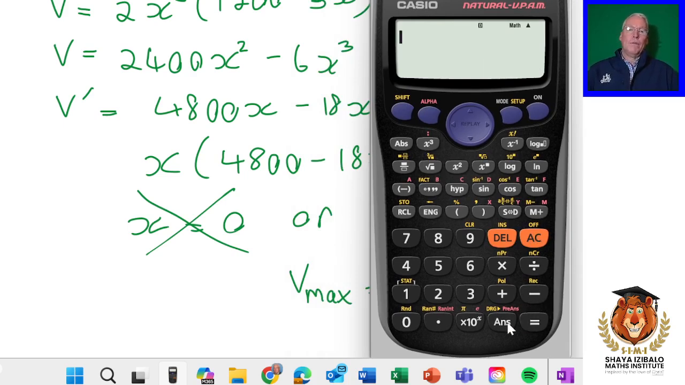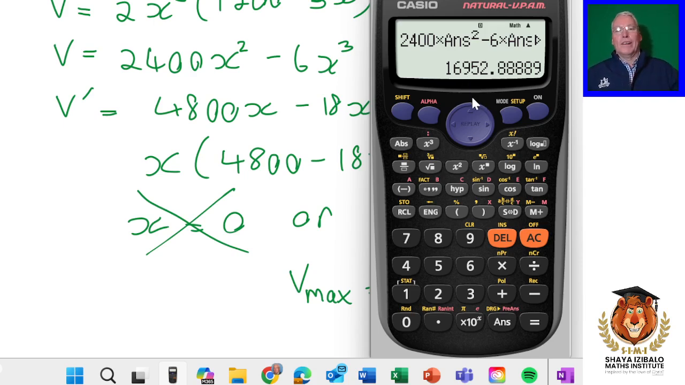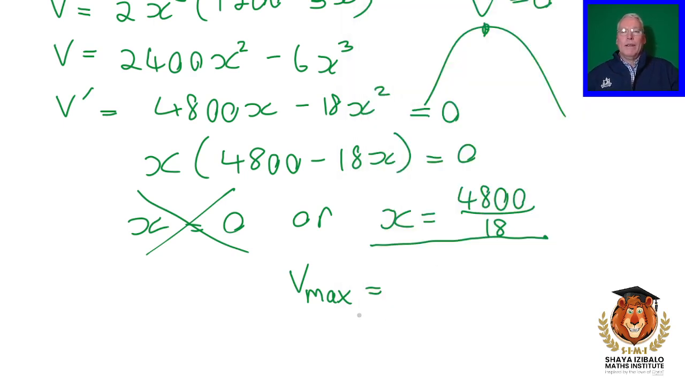All right, so we've got that answer in there. There it is. So now we go 2,400 times answer squared minus 6 times answer cubed equals, and we get 160. That's still not looking quite right to me. I think something's gone wrong here. Yeah, the number just looks way too big.